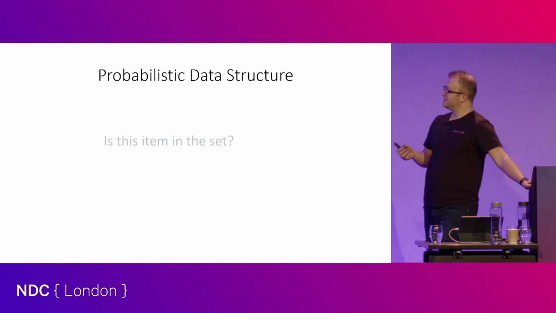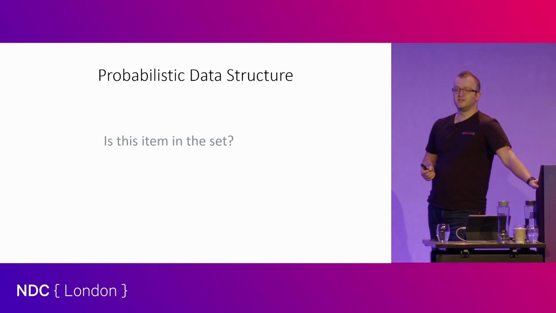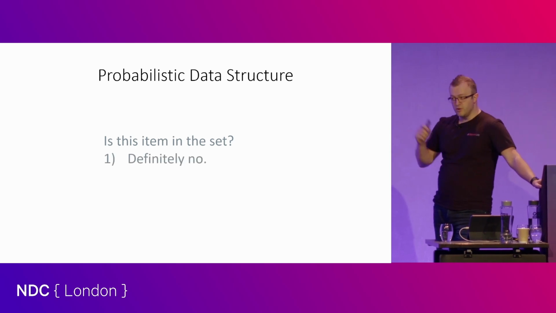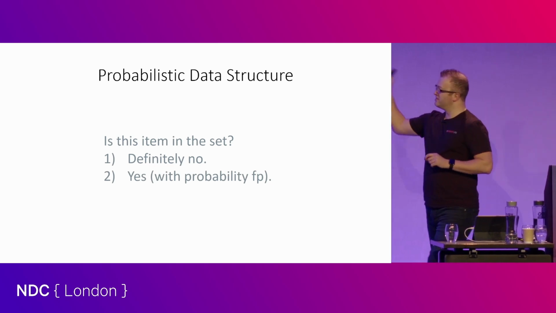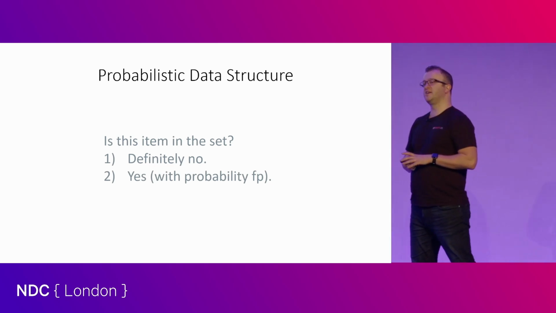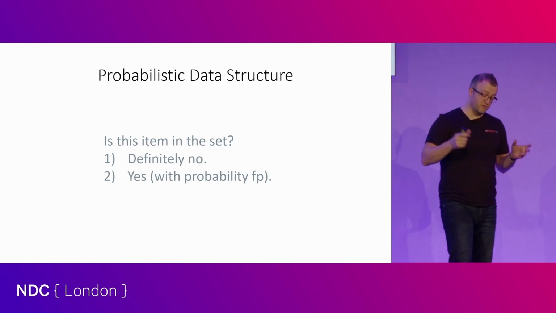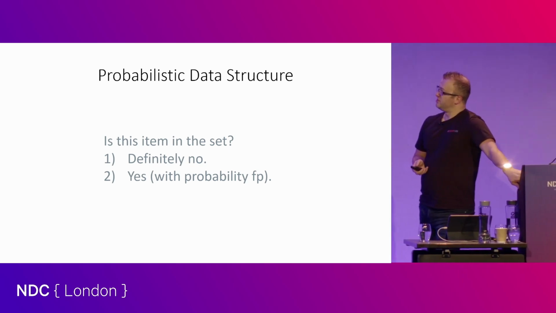You can ask them a question. Was this item in the set of all inserted items? And it can tell you, definitely no. And that is 100%. If the filter says you've not seen it, you've not seen it. However, if it says yes, caveat, with a probability that this is a false positive. Now, you can control the false positive probability. You can have a relatively large amount of control over that. And you control that when you're setting up the filter.